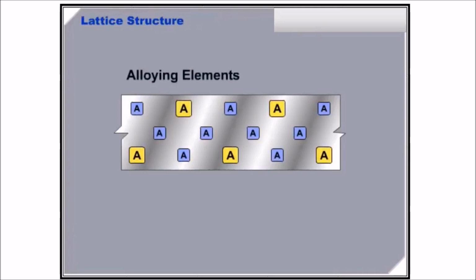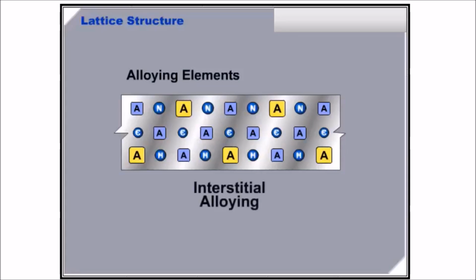Alloying elements are included in the base metal lattice, the general arrangement of individual atoms, in various ways, depending upon the relative sizes of the atoms. Smaller atoms, such as carbon, nitrogen, and hydrogen, tend to occupy sites between the atoms that form the lattice structure of the base metal. This is known as interstitial alloying, and is shown in 2 dimensions on your screen at this time. For example, small amounts of carbon can occupy the interstitial sites between the iron atoms in steel.